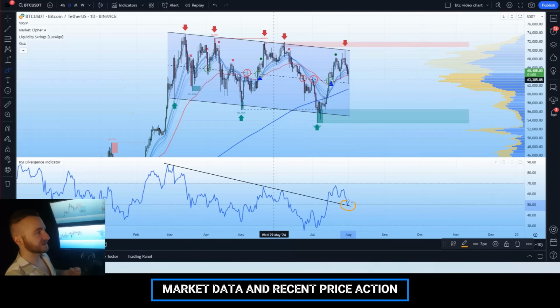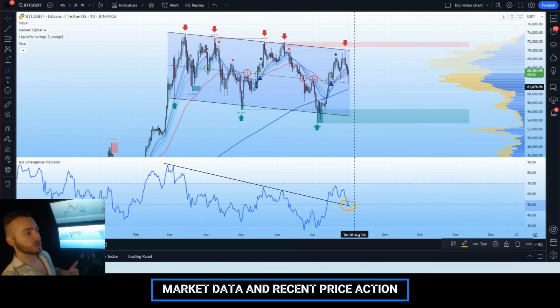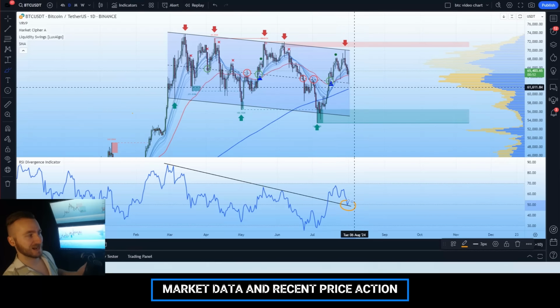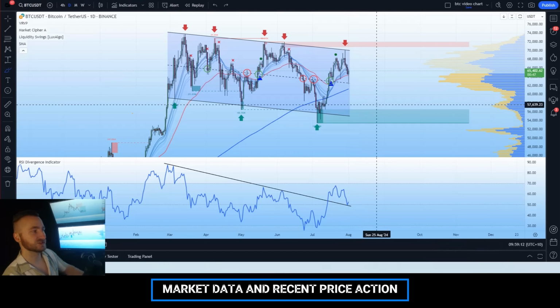We have retested a major horizontal area of support, and on the macro, we have retested our RSI downtrend and our dashed trend line, both of which are holding as support. So we have a whole bunch to get into today. Before we do, we'll jump into the market data.